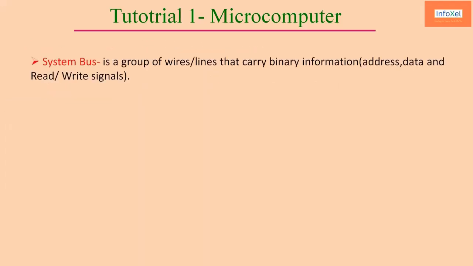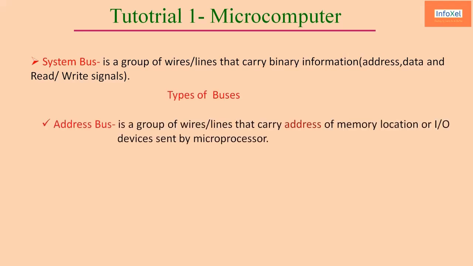Next we will see the system bus. The system bus is a group of wires or lines that carry binary information. The information could be address, data, or read-write control signals. Types of buses we will see now. Address bus is a group of wires or lines that carry the address of a memory location or input-output device sent by the microprocessor, and this is unidirectional.